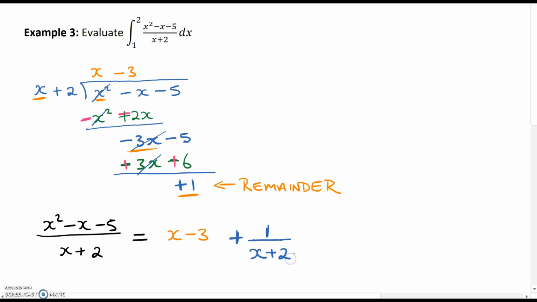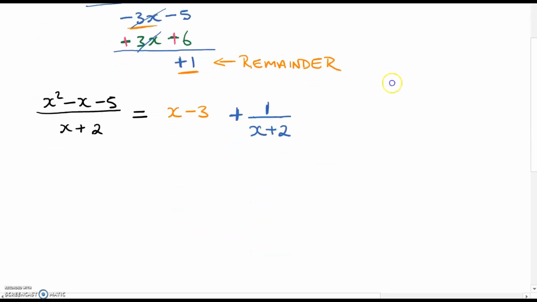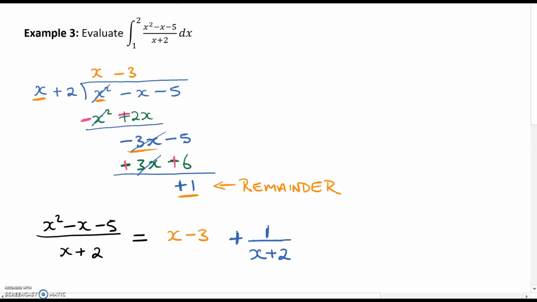Okay, so that's the first part of this work done. So that's the long division done. So make sure you can do the long division. Okay, now our question was to integrate this. So let's do that now. We want to integrate it between 1 and 2.